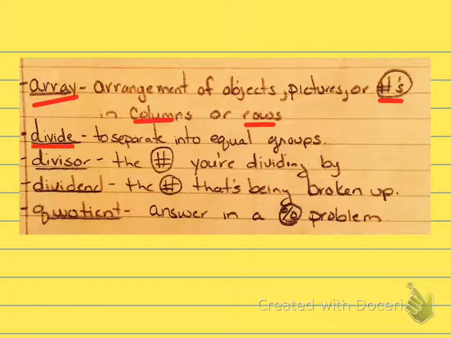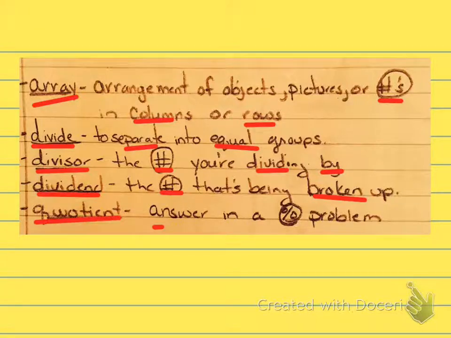The word divide means to separate or break into equal groups. That's what we need to remember, equal groups. The word divisor is actually the number that you're dividing by, and you'll see an example of that in a little bit. The dividend is the number that is actually being broken up into the equal groups. And then the quotient is our answer in a division problem.